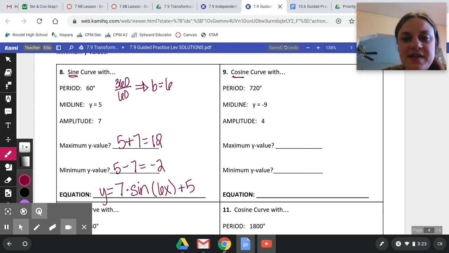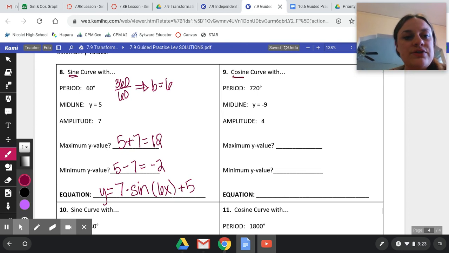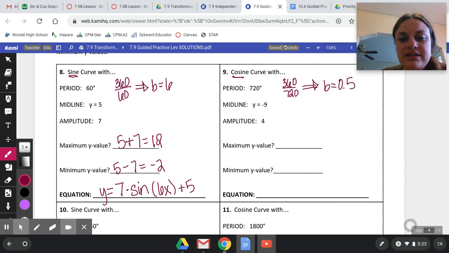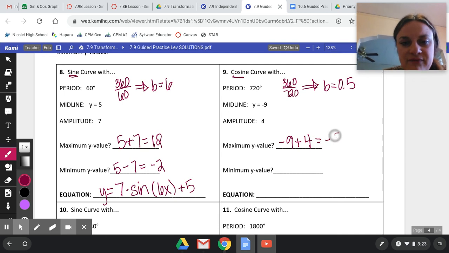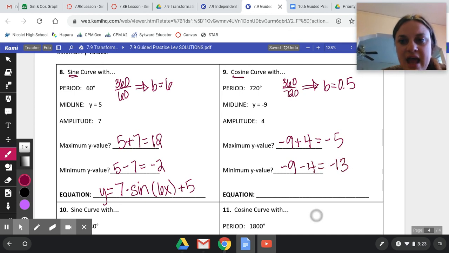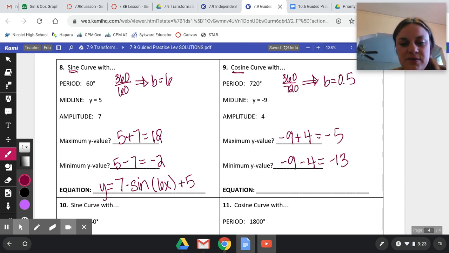So this is a cosine curve. I am going to take 360 divided by 720, which is my p, and that will tell you what my b value is. So b is equal to 0.5. Then to find my maximum y value, I take my midline, -9, plus my amplitude, which is equal to -5, and then my minimum y value, -9 minus my amplitude, which is -13. And then I can just fill all of these variables in to write my equation.